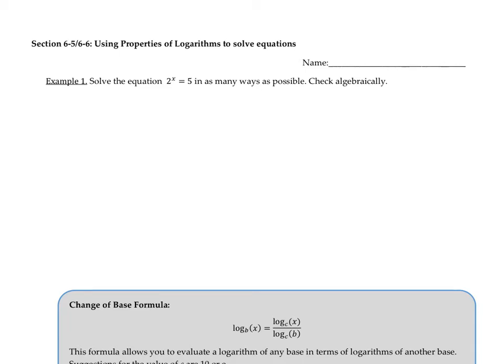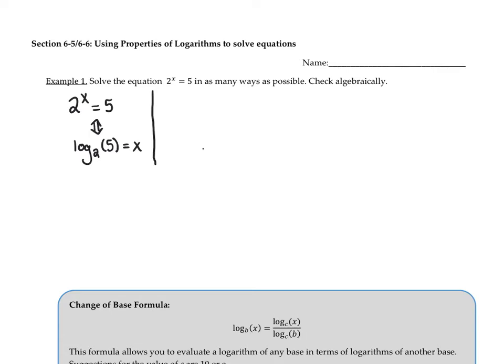Our first example is to solve the equation 2 to the x equals 5 in as many ways as possible, and then we'll check algebraically. So the first way that we could do this is just simply to use the definition of logarithms to translate. So 2 to the x equals 5 is equivalent to saying the log base 2 of 5 is x. So that would be the first way that we could solve this.